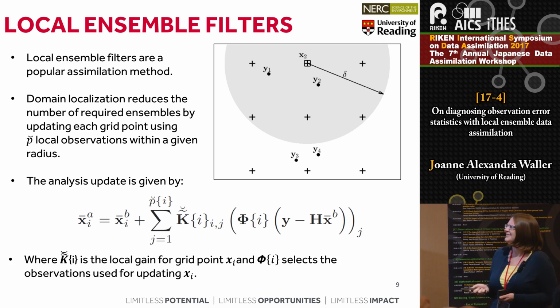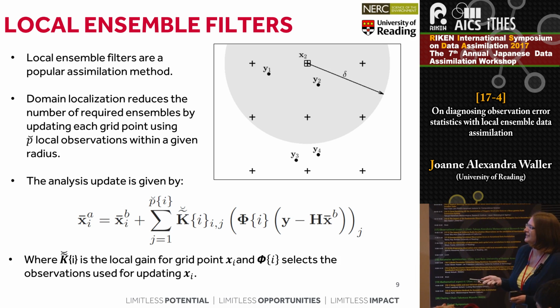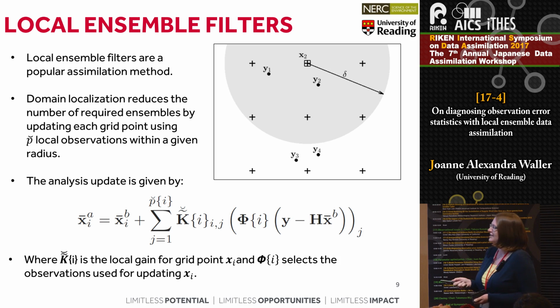This is a horrible looking equation, but effectively it's just saying that to update the ensemble mean, we have a local Kalman gain. Ki is the local Kalman gain matrix for the ith point in our little example here. And we have a selection operator, phi, which just selects the observations within this radius.